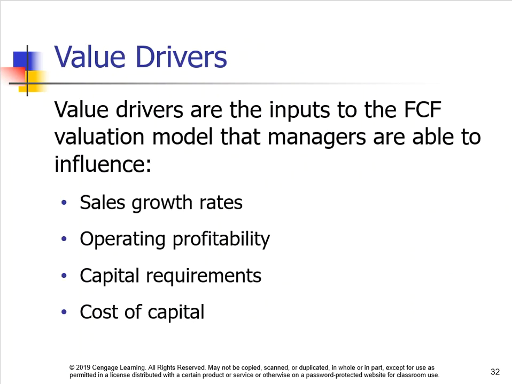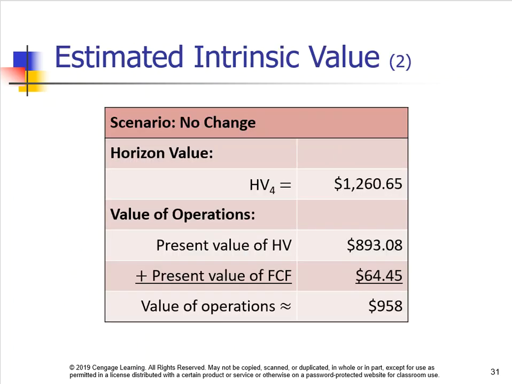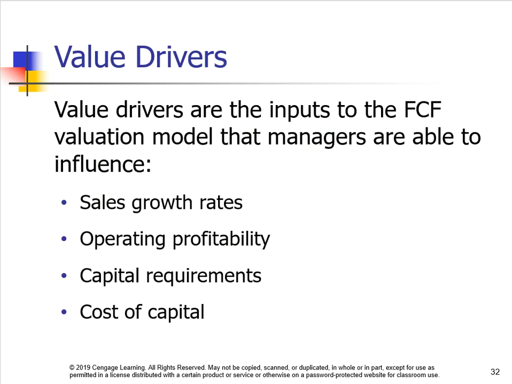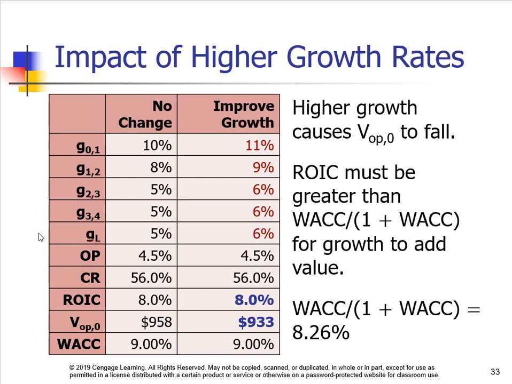Okay, so what are the value drivers? Well, obviously they're the things that we forecast. So the value drivers are the sales growth rate, the operating profitability percentage, the capital requirements, and the cost of capital. So these are things that you can change. So if you're not happy with this operating value of 958, then focus on growing sales faster, cutting your expenses, doing more with less, or your cost of capital. All of those things can have an impact on value.